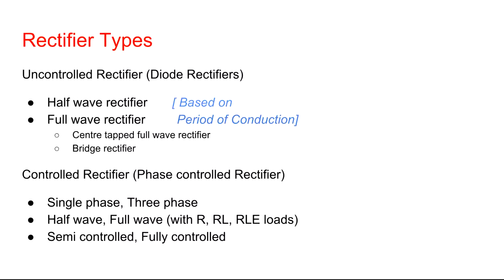Based on the period of conduction, how long it conducts, the rectifier can be classified as half wave rectifier and full wave rectifier. Half wave rectifier means just rectifying during one half of the AC cycle only. The diode conducts during one half of the AC cycle only to convert. The other half of the waveform it will suppress, the output will not be applied. In full wave rectifier, both the positive half cycle and negative half cycle are converted and come into the output.